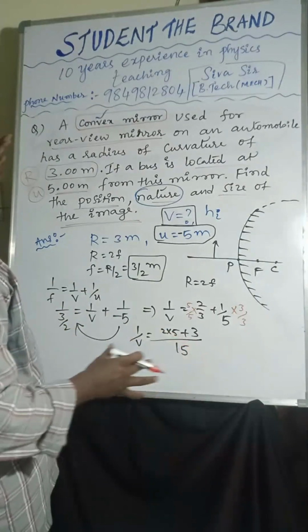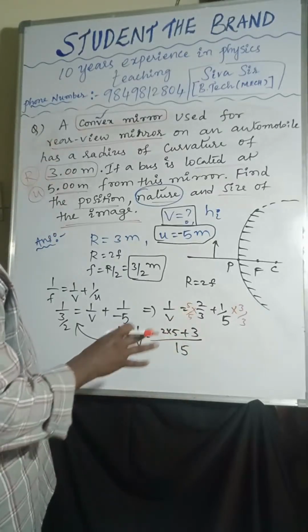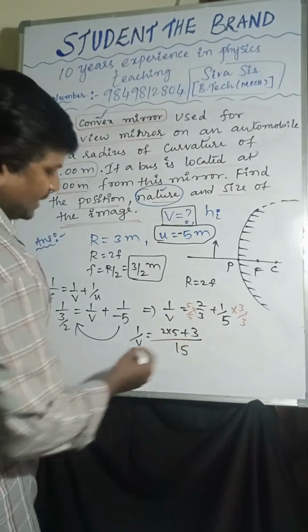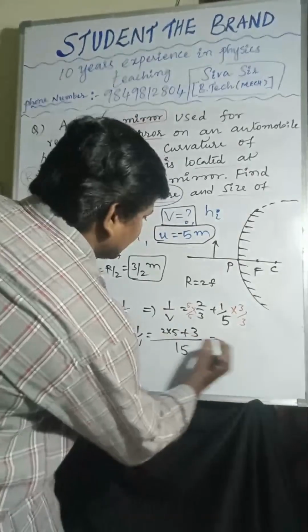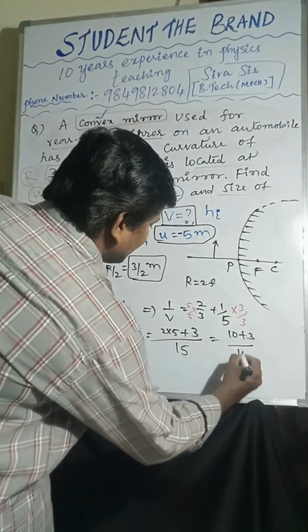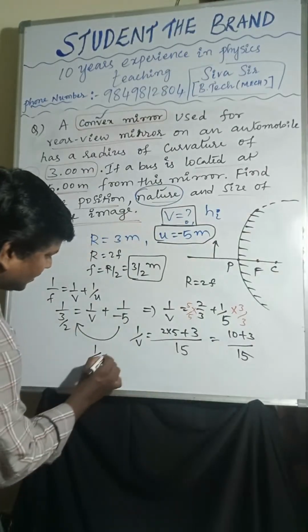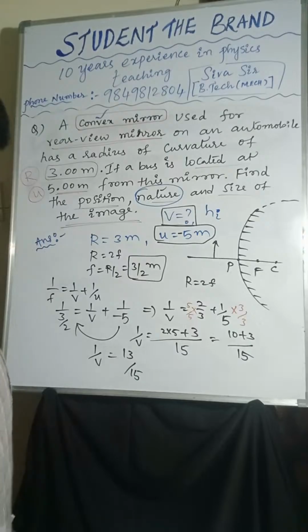We are doing problems on light reflection and refraction. Try to do it. Here you can see how much you will get: 10 plus 3 by 15, 1 by 5. So 1 by v equals 13 by 15. Correct? 13 by 15. So do it.